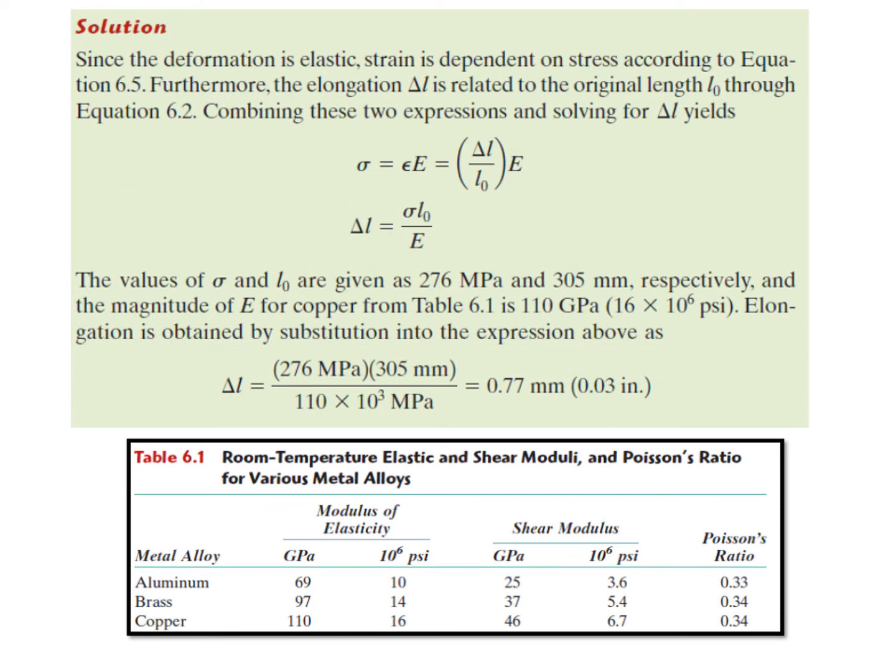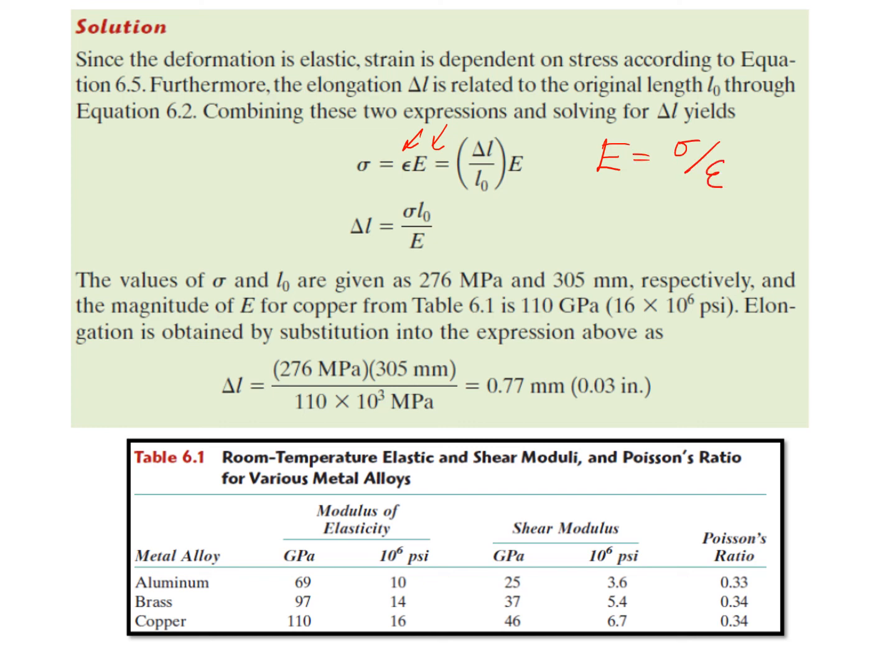So the solution is, since the deformation is elastic, we can calculate the strain depending on the stress, according to the standard equations. We know that the elongation is related to the original length, L naught, through equation 6.2, which is from the textbook Callister. Combining these two equations and solving for the change in length yields the stress equal to epsilon, the strain, times the modulus, as the original formula for the modulus is E equal to the stress over the strain. This is under Hooke's law.